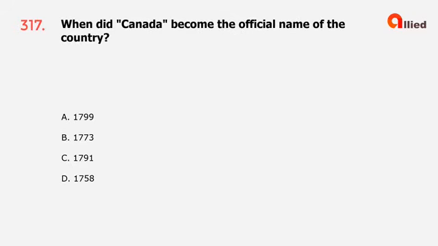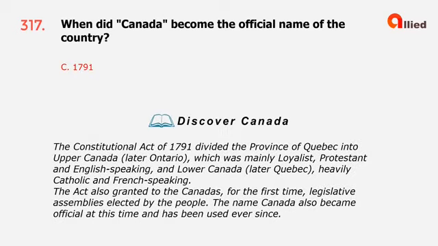Question 317. When did Canada become the official name of the country? A. 1799. B. 1773. C. 1791. D. 1758. The answer is C. 1791.